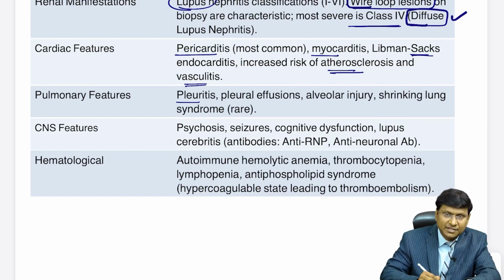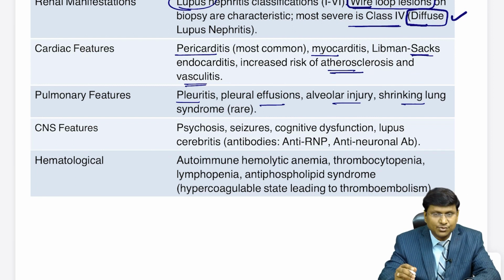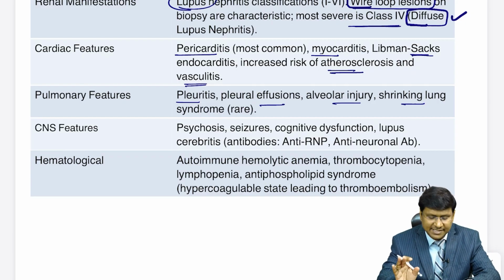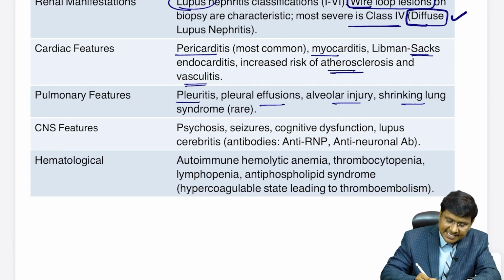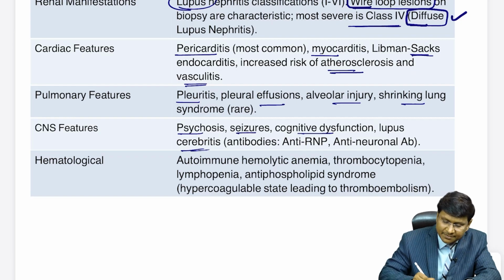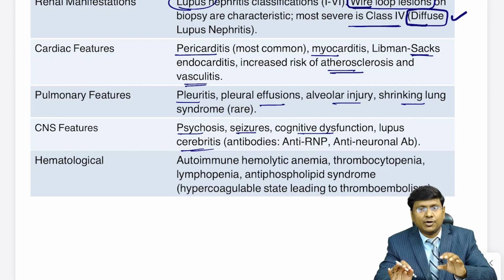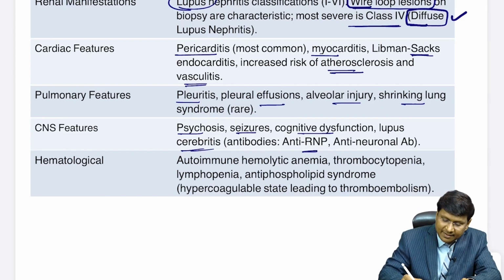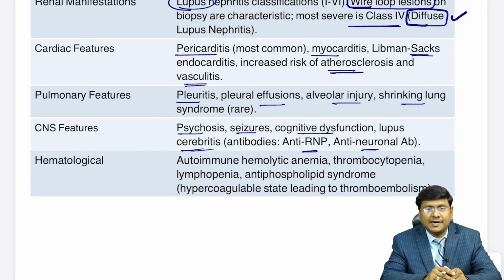Pulmonary manifestations will be in the form of pleuritis, that is the one which will result in chest pain, pleural effusion, alveolar injury. Shrinking lung syndrome is another important manifestation, but that is a rare manifestation. And CNS, as I have said, seizures as well as psychosis, cognitive impairment, and lupus cerebritis. Now, what are the antibodies? The antibodies for the CNS manifestations are the anti-RNP antibody, and the other one is the anti-neuronal antibody.